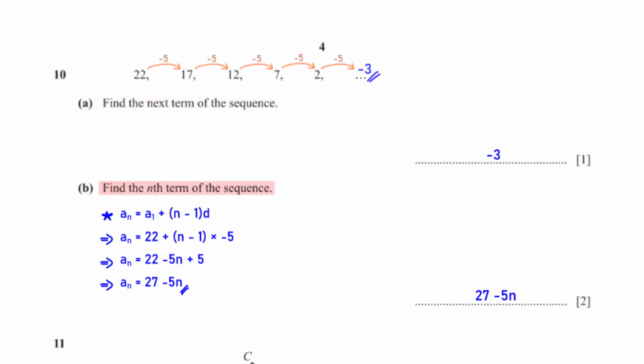Find the nth term of the sequence. Since the terms have a constant difference between them, we can use this formula to get the nth term. A1, which is the first term, is 22. D, which is the common difference, is negative 5. When we expand the brackets, negative 5 times n is negative 5n. Negative 5 times negative 1 is 5. When we group like terms, 22 plus 5 is 27, so we have 27 minus 5n.